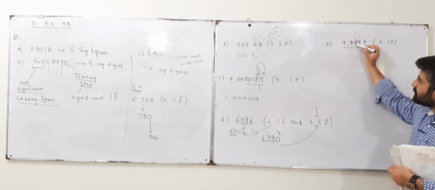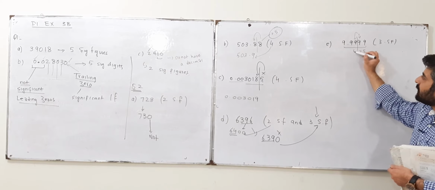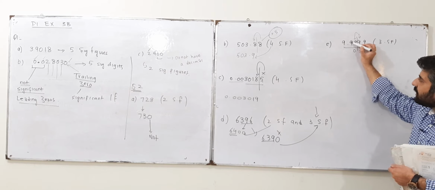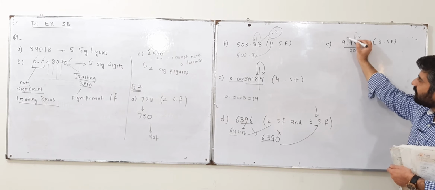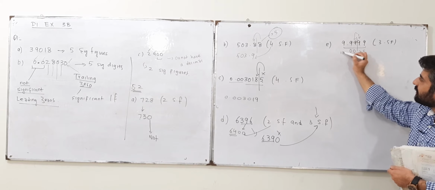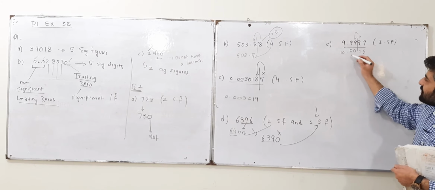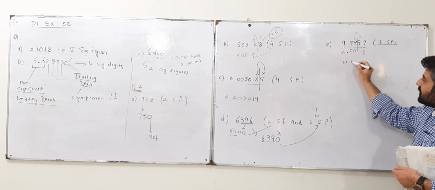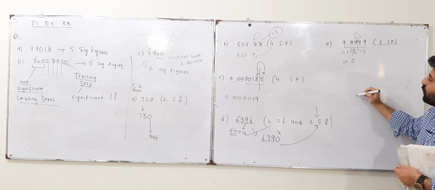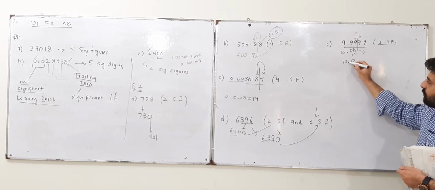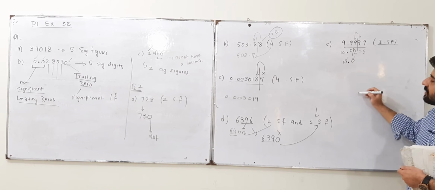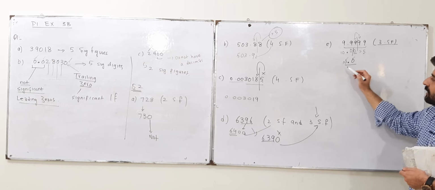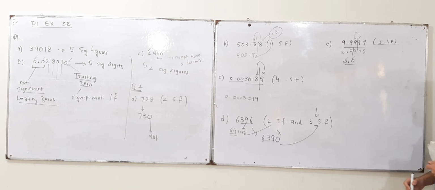When you increase this by 1, it will become 10 and 1 will be carried to this 9. When 1 is carried to this 9, it will become 10 and 1 will be carried to the next 9, and it will become 10. Now what's the solution? I need 3 significant figures and I have a decimal, so 10.0. We have a decimal, and when we have a decimal, zeros are significant. These are trailing zeros coming after a non-zero number. So now we have 3 significant figures, 10.0.